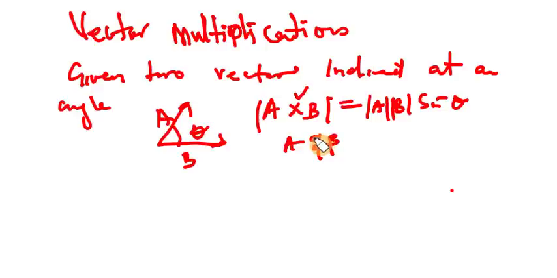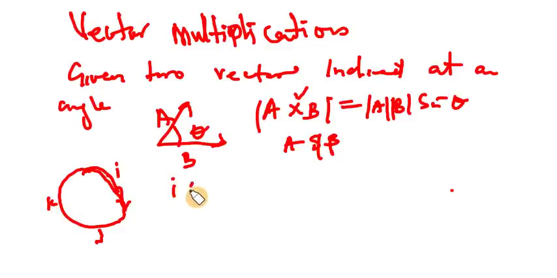So what are the rules guiding cross products? Let's look at it. Let's say this is the circle, this is the clockwise position, this is i, this is j, this is k, vectors in 3 dimensions. When we have i cross j, it gives us k.